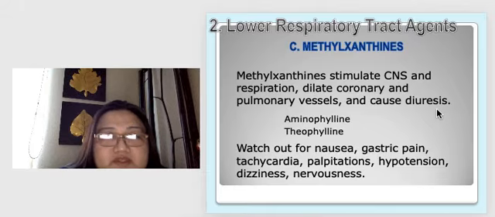Watch out for nausea, gastric pain, tachycardia, palpitations, hypotension, dizziness, and nervousness. You have to report these side effects right away.